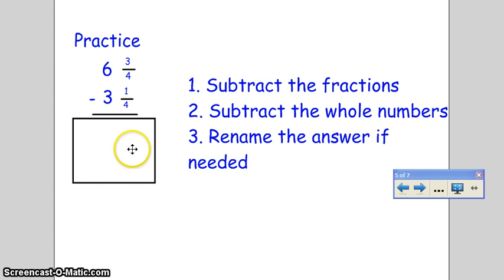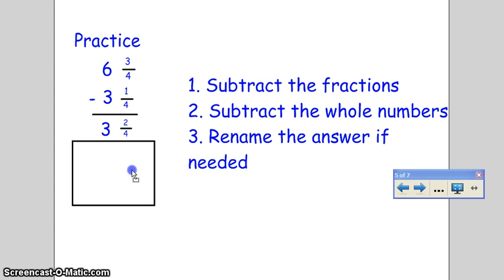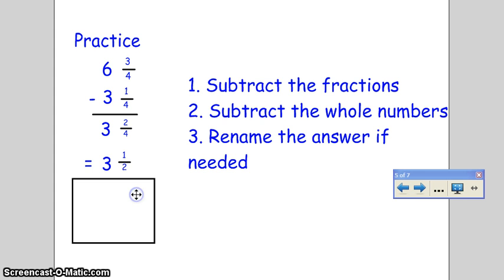3/4 minus 1/4 is 2/4, and 6 minus 3 is 3. 2/4 is not in its simplest form, so we're going to change our answer to 3 1/2. Hopefully that's the answer you got.